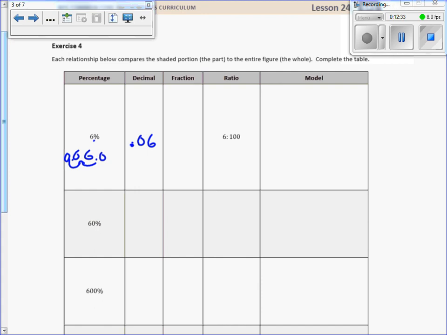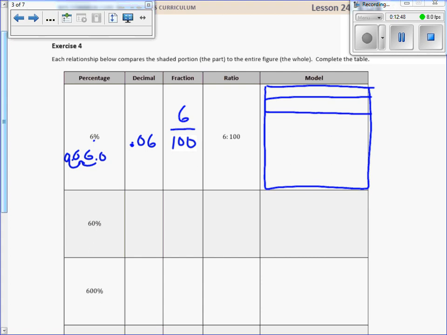A fraction would be 6 out of 100. The ratio is 6 to 100. And the model, that's a little tricky with this because it might take a little while. The model would look at our last page.